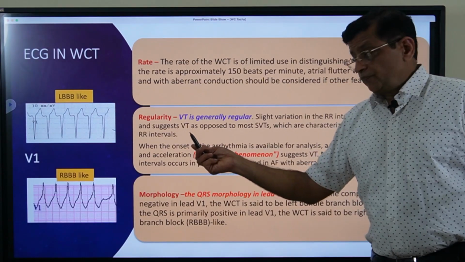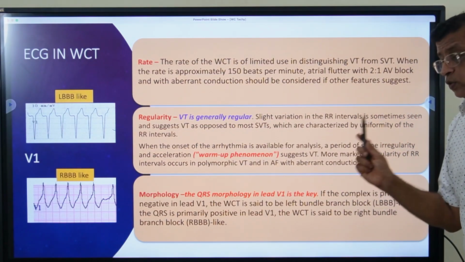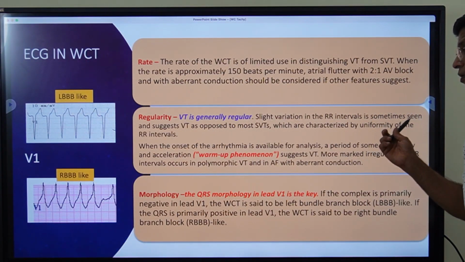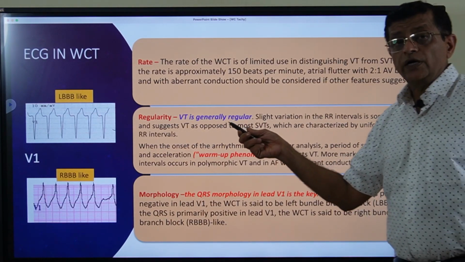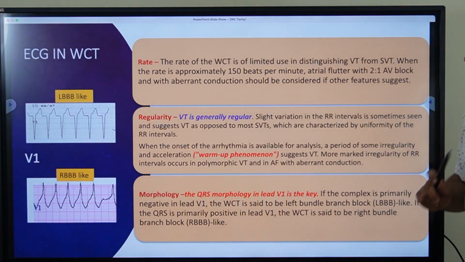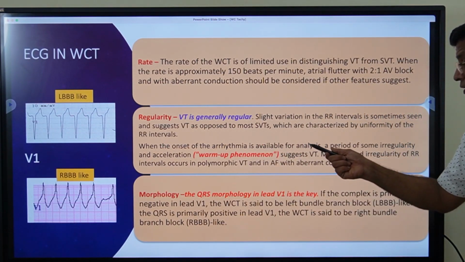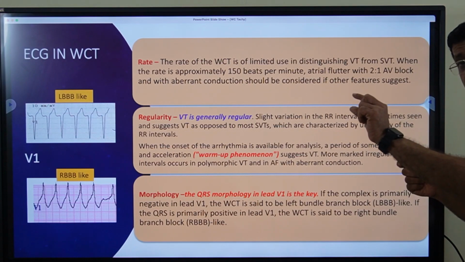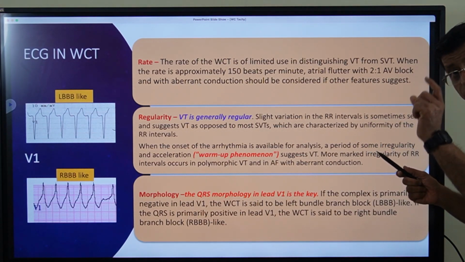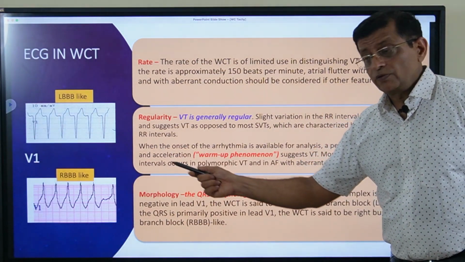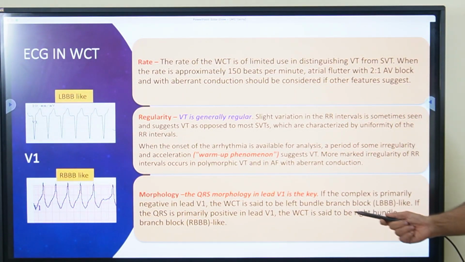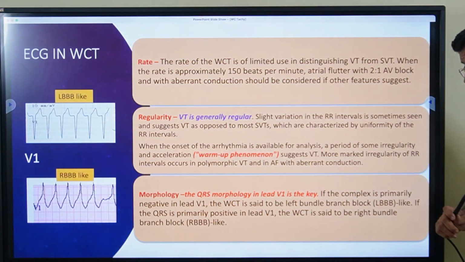Second is regularity. VT is generally regular. Slight variation in the RR interval can be seen, but if it is regular, it is more likely to be VT. And when the onset of arrhythmia is available, you can see the initial sinus rhythm and the beginning of VT. If there is a period of some irregularity and then acceleration, what is called a warm-up phenomenon, then it is more likely to be a VT.